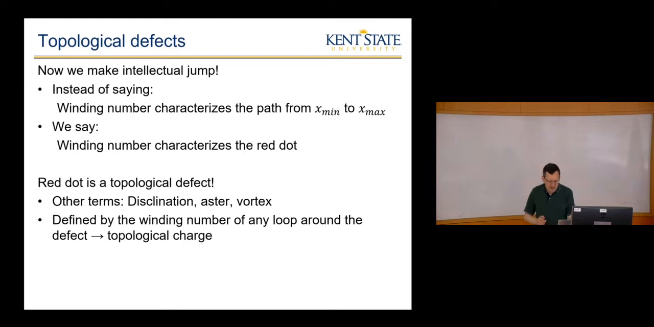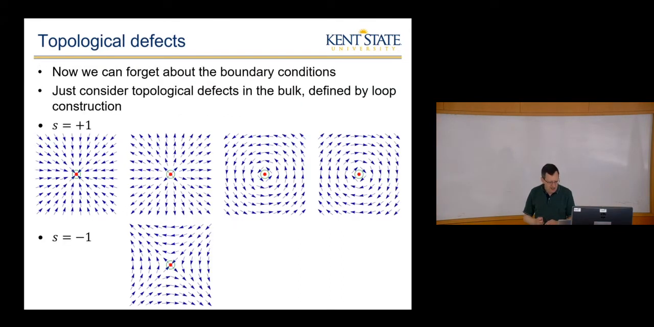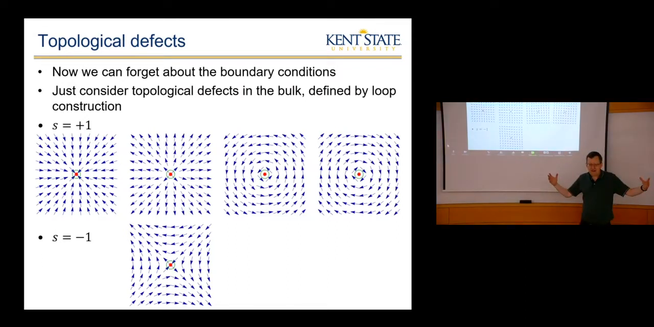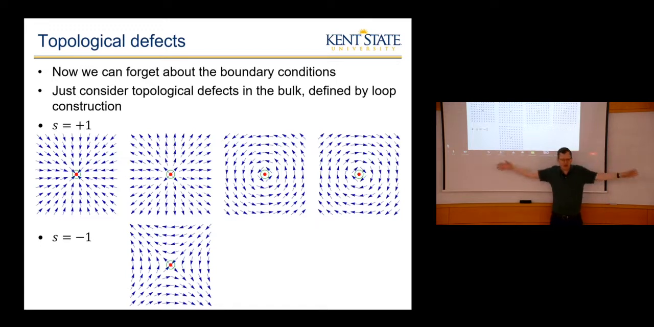Okay. So that's the basic idea of a topological defect. And now we can forget about the boundary conditions, right? I needed the boundary conditions to get started, but now I'm down to just a loop around the dot, and this loop is nowhere close to the boundaries. So forget about the boundaries, okay? And I can consider topological defects in the bulk defined by this loop, okay?